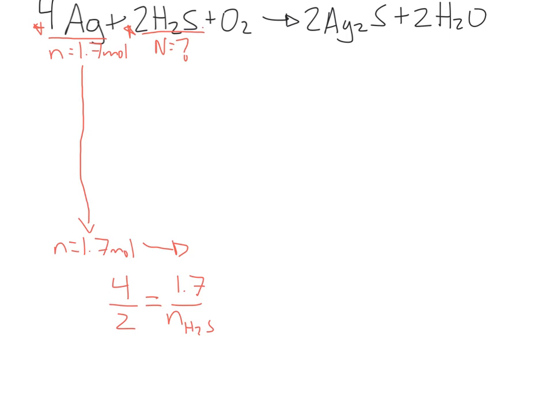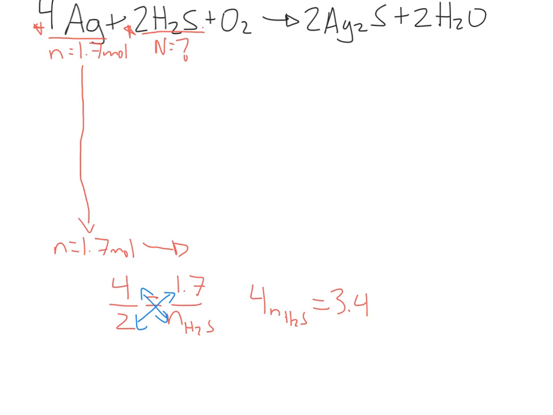So now all I'm going to do is cross multiply. Okay? So I'm going to do 1.7 times 2, and I'm going to do 4 times n. So what's that going to give me? I'm going to have 4 moles of hydrogen sulfide is going to be equal to 1.7 times 2, which is 3.4.